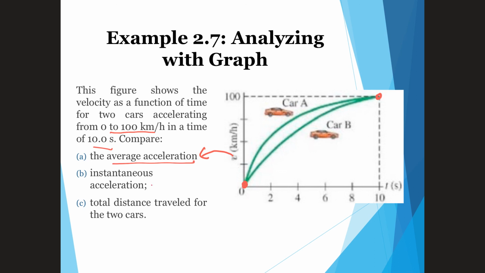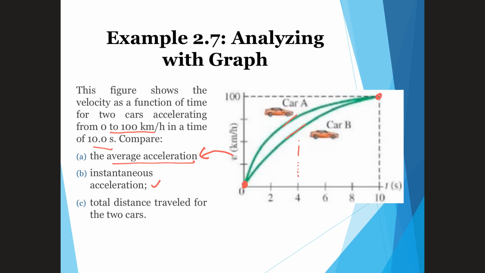What about instantaneous acceleration? It depends on the time that you need to look at. If I want you to compare at 4 seconds, it depends on the slope of the graph. Which one is steeper, car A or car B? At 4 seconds, car A is definitely steeper than car B. Therefore, car A has greater acceleration at 4 seconds.